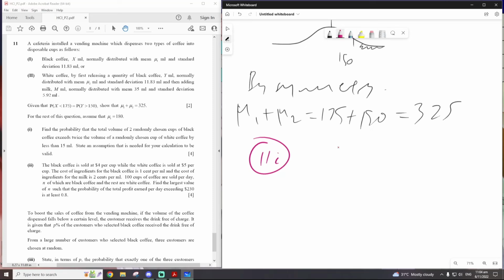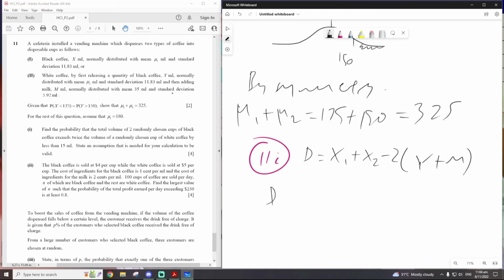Find the probability the total volume of 2 randomly chosen cups of black coffee exceeds twice the volume of a randomly chosen cup of white coffee by less than 15 ml. So I'm going to use the variable d for the difference. But first, let me define what that is. Two randomly chosen cups of black coffee are 2 independent observations of x, so x1 plus x2, then minus 2 times 1 observation of y and 1 observation of m. So y plus m.